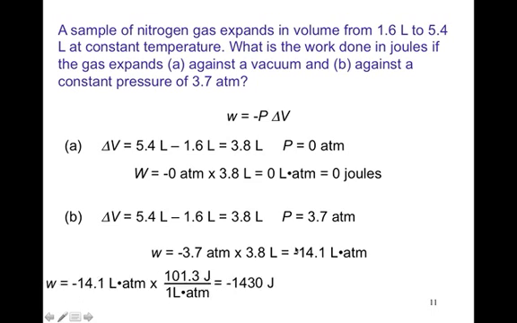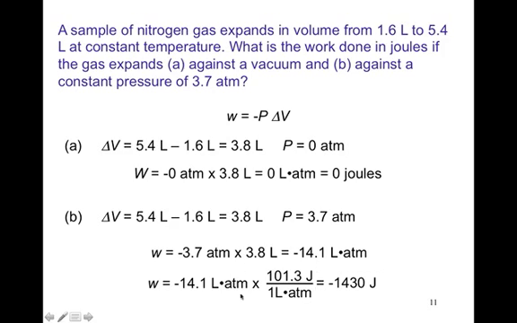liter atmospheres. Now you can get that to joules with this conversion. You might want to commit that to memory because we are going to use it a lot this chapter. 101.3 joules in 1 liter atmosphere. And so from here we had liter atmospheres from our volume and pressure. And now we can cross that off and get to joules at negative 1430 joules. So that's how much work the gas did.